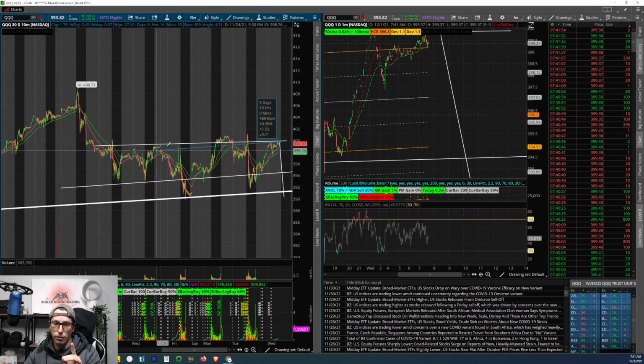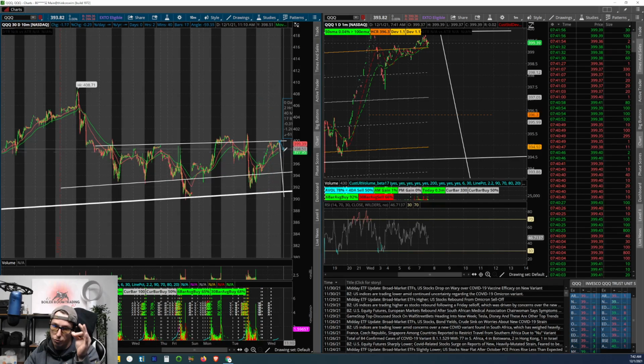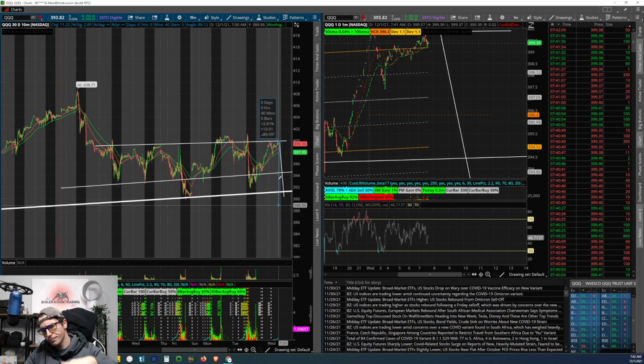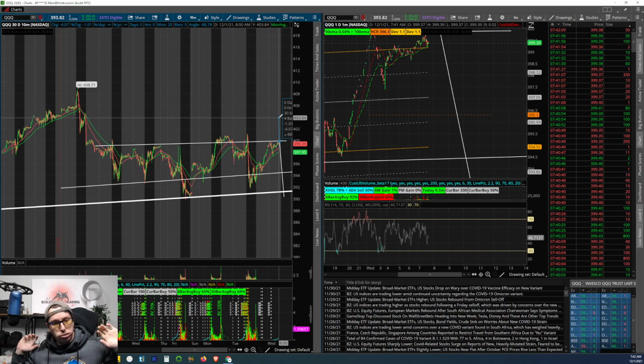So again, you're like, yeah, well, of course, if we break support, we're going to go down. Yes, but this support and this support are defined by these trends. So you're really just watching for selling action through those trends to give you a greater move down. Otherwise, you know, 405s, 406.